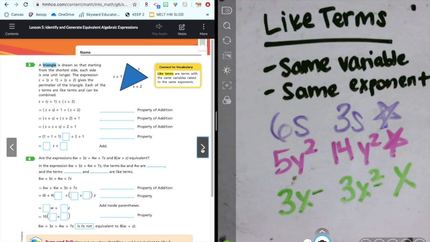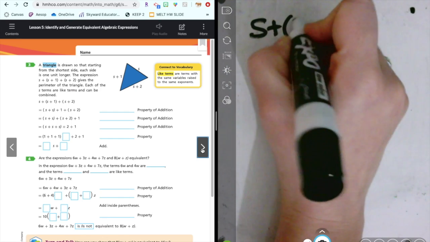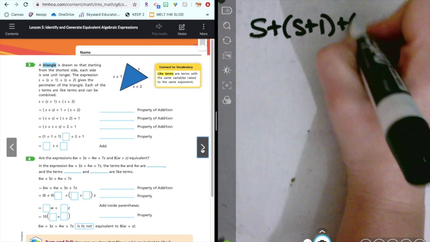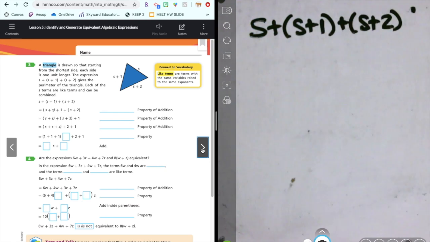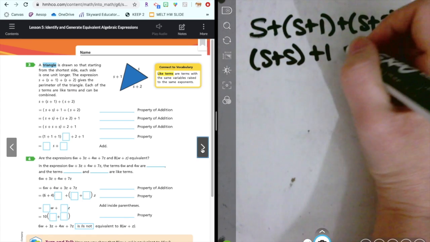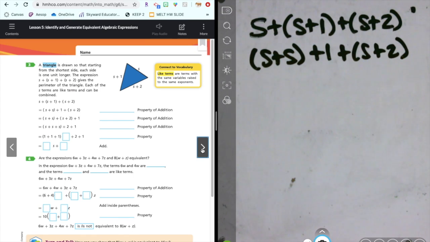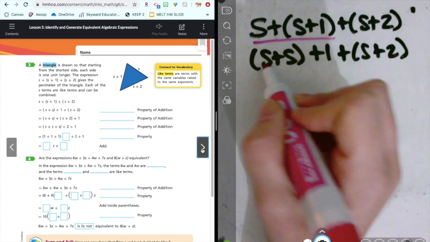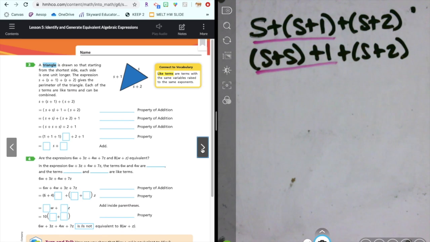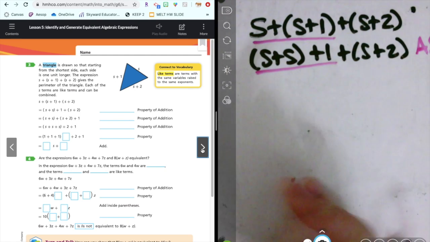All right, so let's practice this. All right, so this says s plus s plus 1 plus s plus 2. Okay, I'm copying this from the textbook here. Then the next step they have is s plus 1 plus s plus 2. So let's see what they changed. Right in here. Do you see what happened? They moved the parentheses, so that was the associative property. Okay?